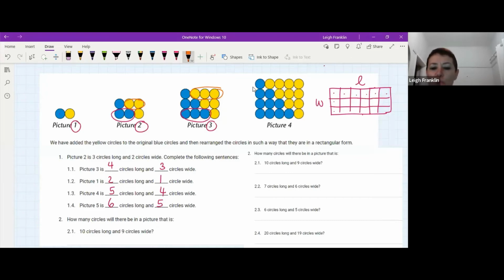So if we wanted to work out how long picture 4 is, we'd count 1, 2, 3, 4, 5. And then when we want to count wide, we'd say 1, 2, 3, 4. So a quick and easy way of working out how many circles there are in the entire picture would be to say 4 times 5. So that would give us 20. Does that make sense?